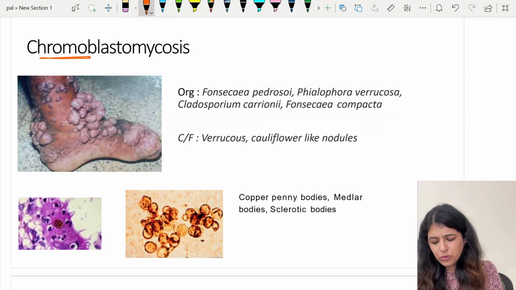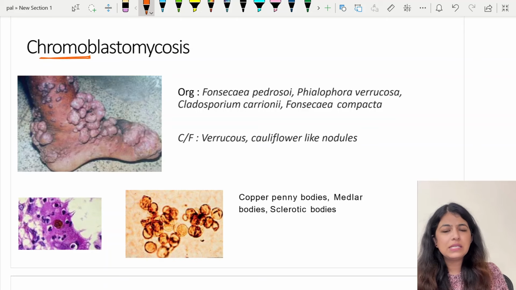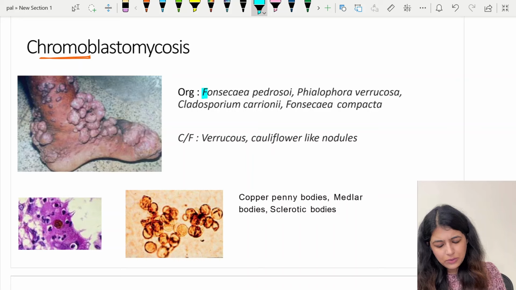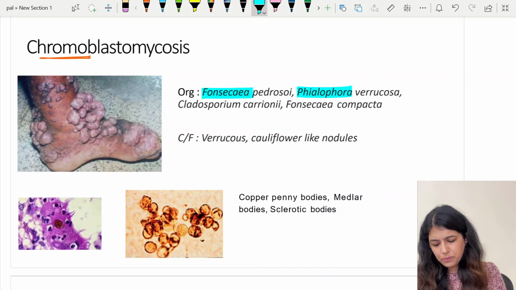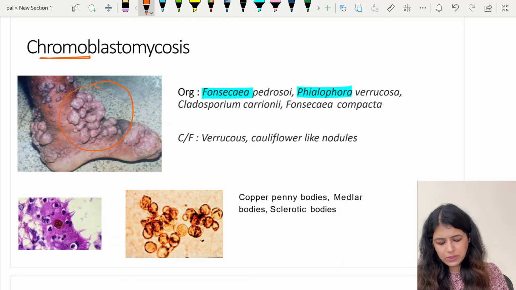Now, chromoblastomycosis, the word chromo here tells you that this disease is caused by pigmented fungi. The two names that you can remember are Fonsecaea and Phialophora. Now, how does it present? It presents with this typical growth here, which I just described as a cauliflower-like growth with a rough verrucous surface, which is why this disease is also called as verrucous dermatitis.